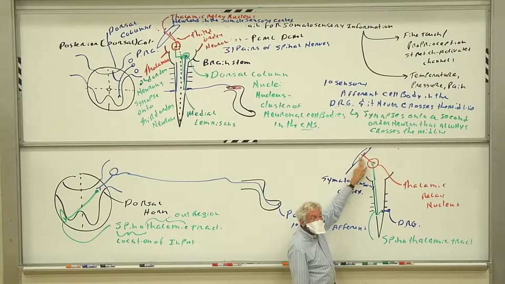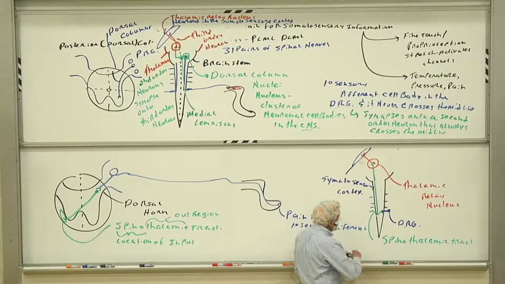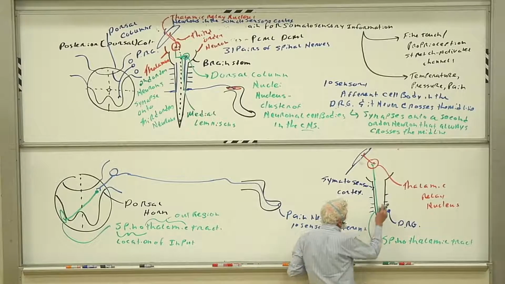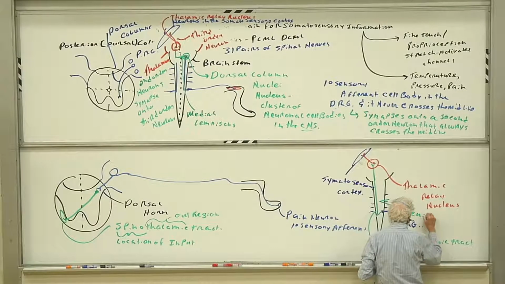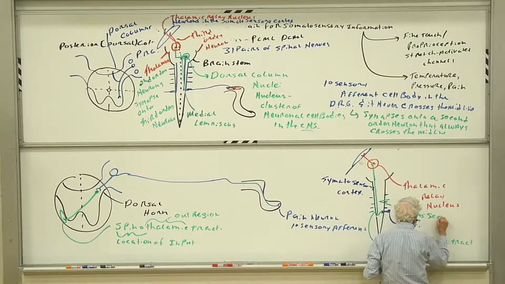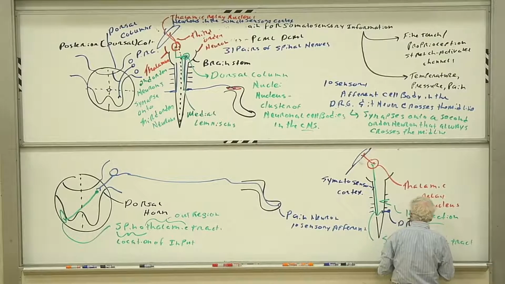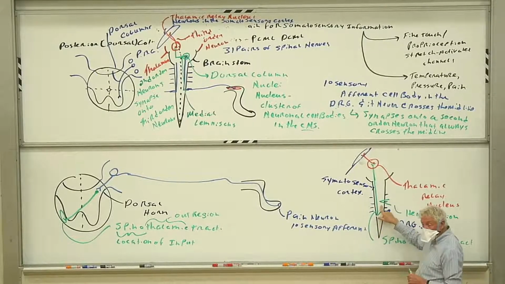And what I'm going to leave you with is what happens if we cut the cord halfway, a hemisection. If we hemisect the cord, what information will get through and what information will be blocked? I'll leave you with that, and that's where we'll start tomorrow.